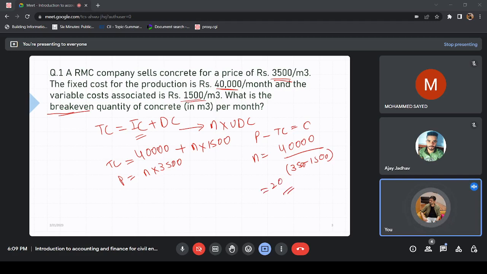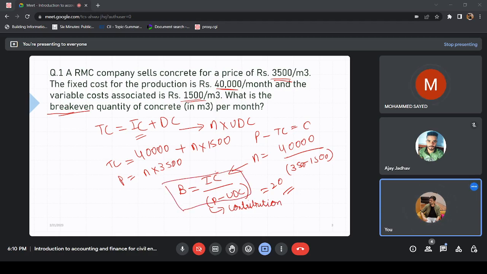So this gives us our answer, but let's backtrack a little. This n here is the break-even quantity. It is given by indirect cost divided by the price of one unit minus unit direct cost. And this whole denominator is called contribution, as covered in the lectures. I hope you are following till here.